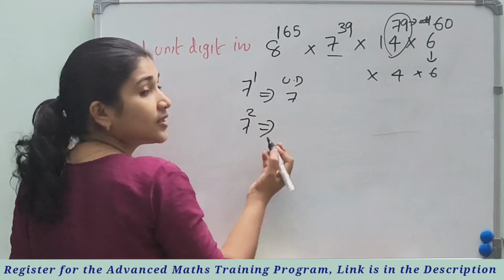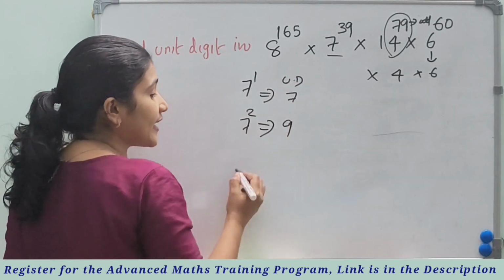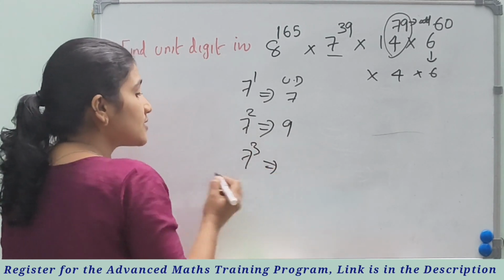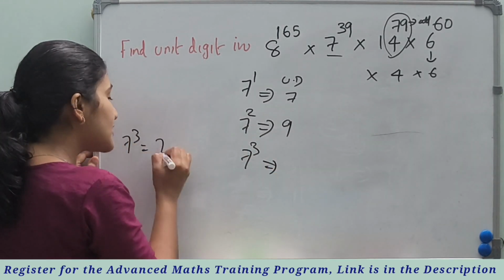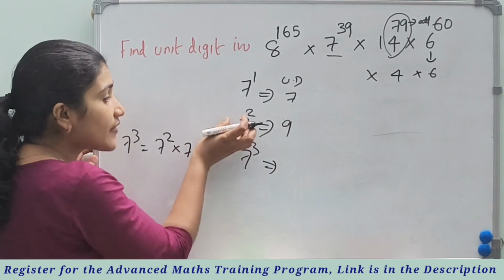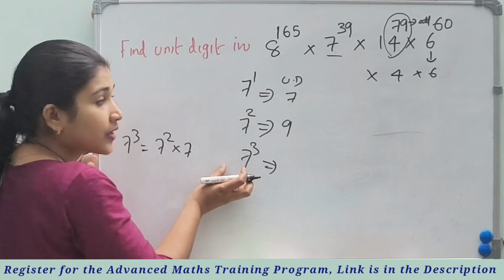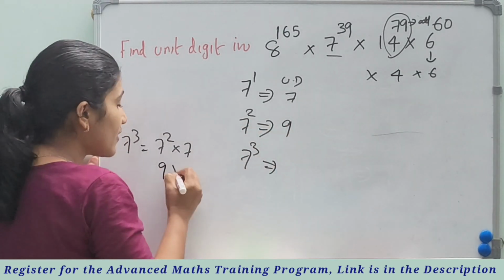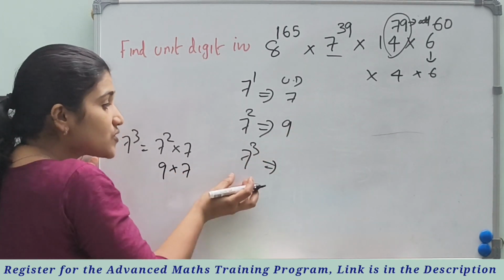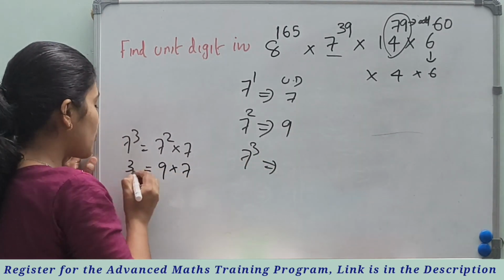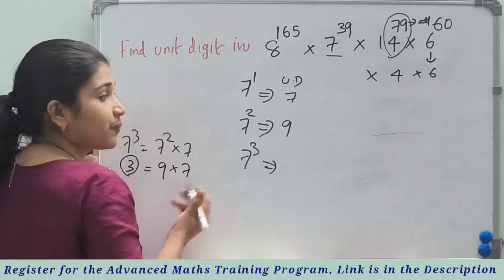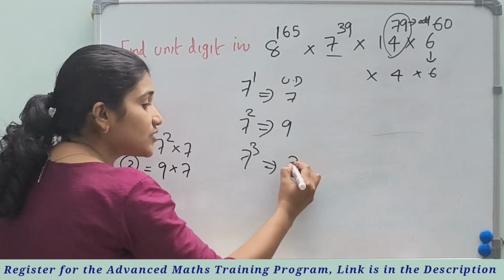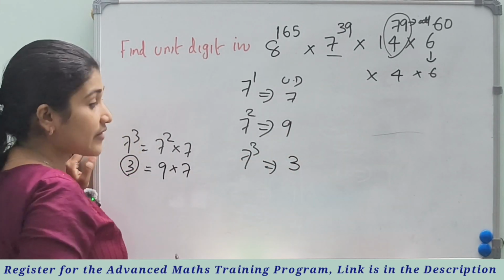7 square is 49, unit digit is 9. 7 cube means 7 square into 7. The unit digit in 7 square is 9 and here we have 7, so 9 into 7 is 63. So 3 is the unit digit in 7 cube.